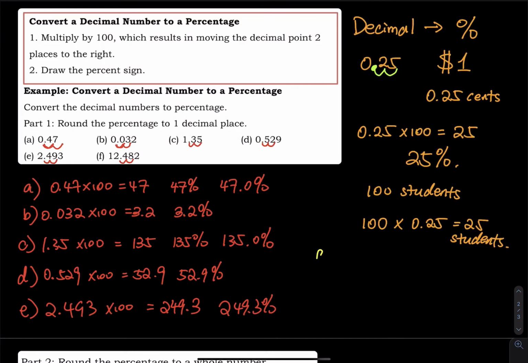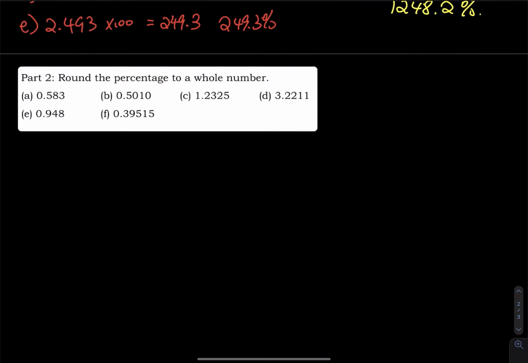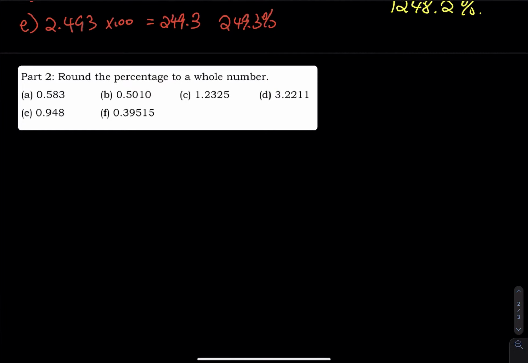So F is 12.482. You multiply by 100, so that is 1248.2, so 1248.2%. So that's how you do the conversion. And then we have one more right here. This time I want you to round the percentage to a whole number.